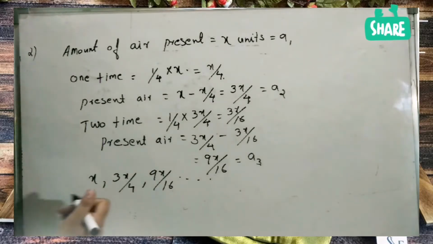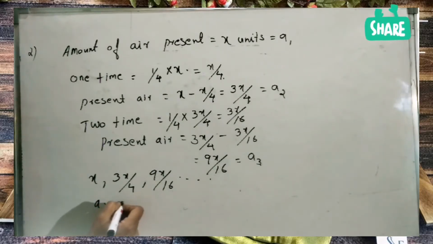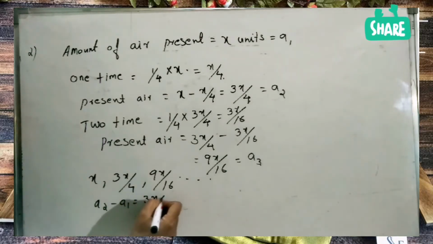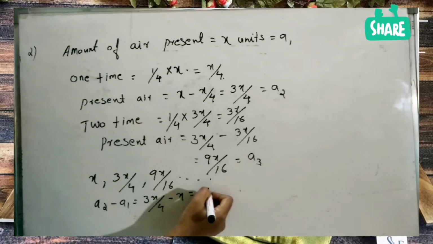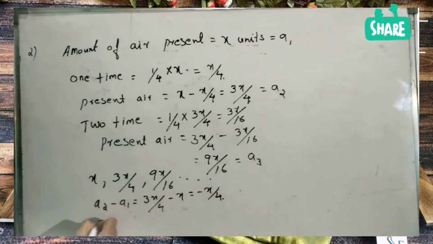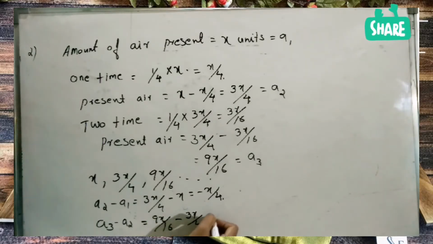So for that we are going to take the difference of consecutive terms. a2 minus a1, that is 3x by 4 minus x, we will get it as minus x by 4, and a3 minus a2, that is 9x by 16 minus 3x by 4, is equal to minus 3x by 16.